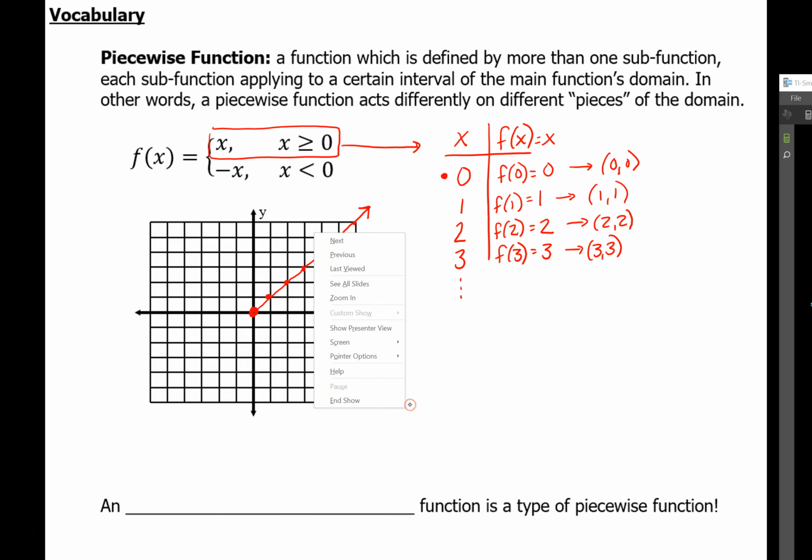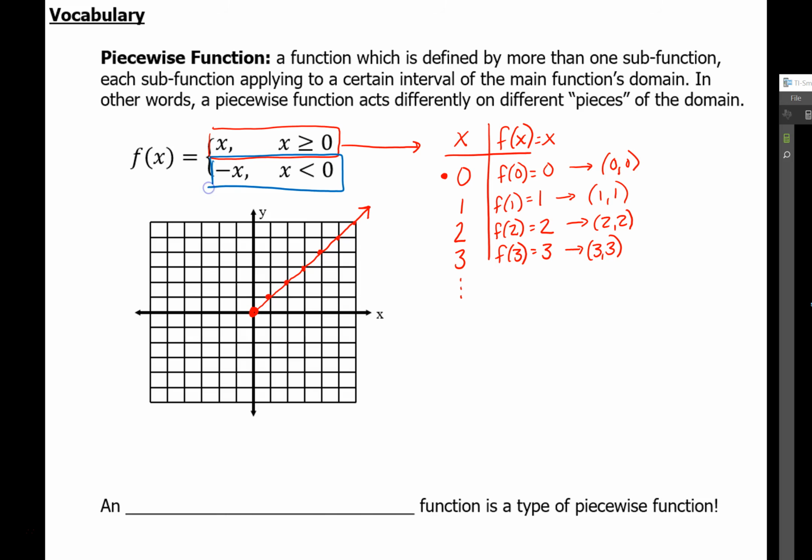I'm going to switch my color now just to make this easier to see as we do our second piece, and that's this one that I'm drawing the blue box around. If we do the same thing again, but this time our function is going to take our input and make it negative, or multiply it by -1. With this one, my input values, my domain, has to be x is less than 0.